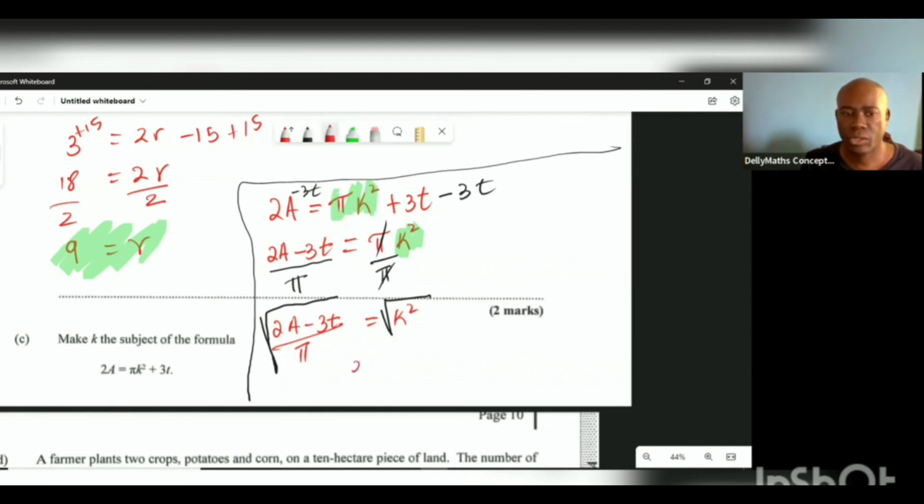So 2a minus 3t over pi, the square root of that is equal to k. So right there, that is my k right there.